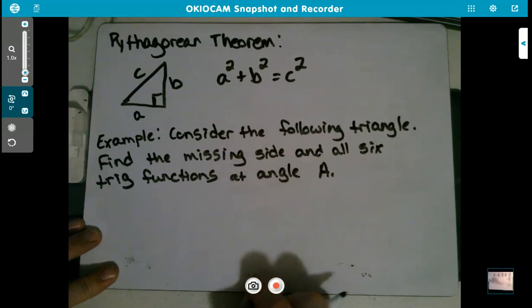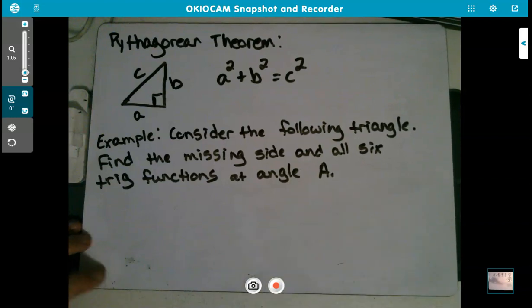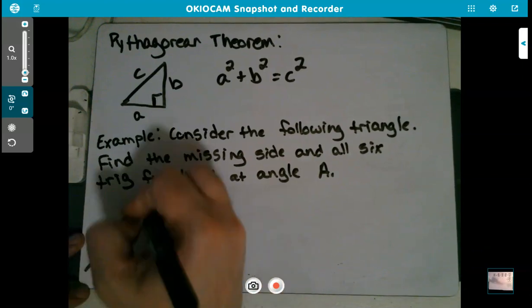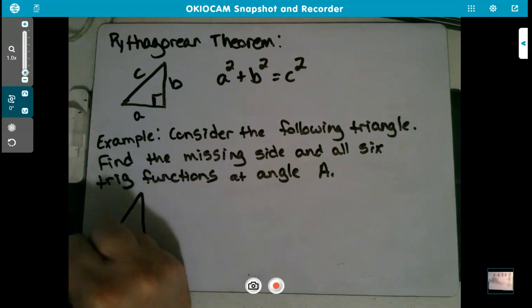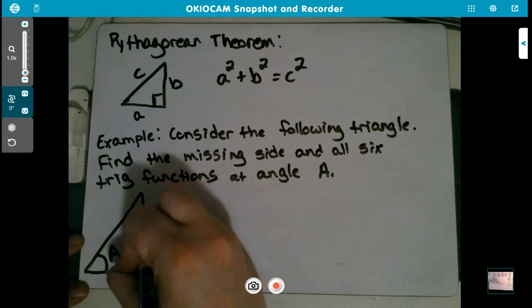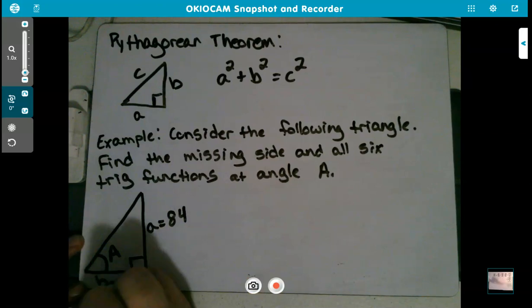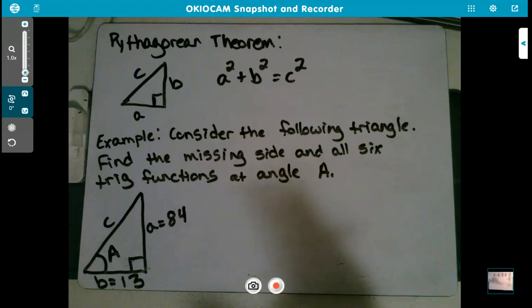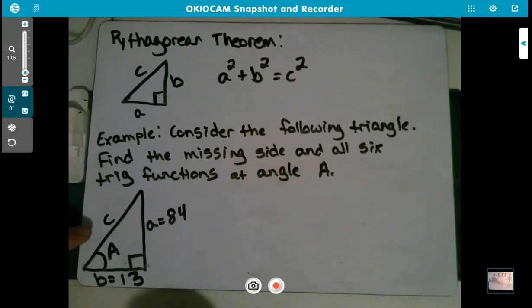So I'm going to draw a triangle with a missing side, and we're going to find what the missing side is, and then list all 6 of the trig values. So this triangle is going to look like this. The right angle is right here. This is going to be angle A. This is going to be side A, which is 84. This is going to be side B, which I'm going to let be 13. And this is going to be side C, which I don't know. So first thing I've got to do is find out what the length of side C is.